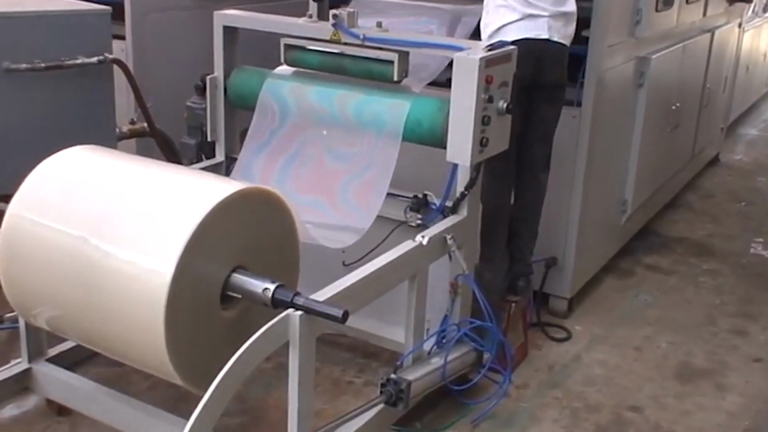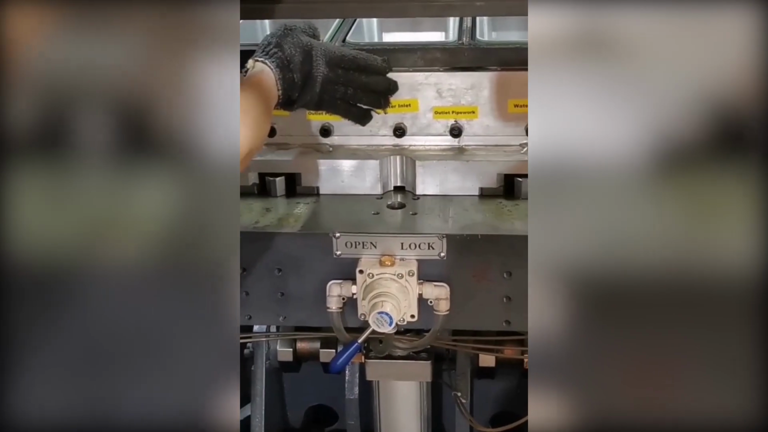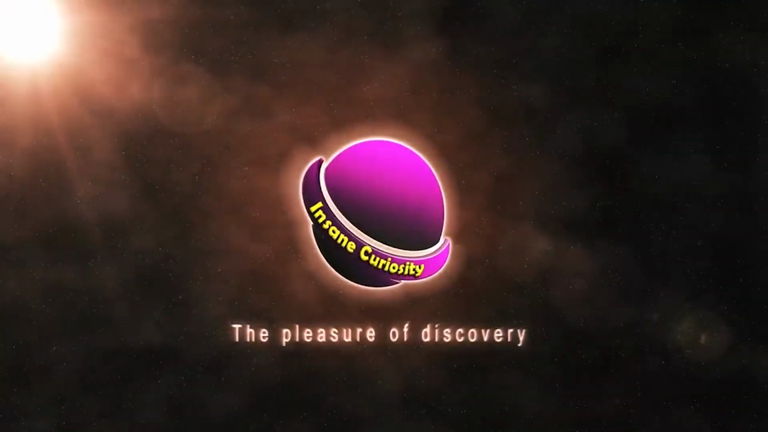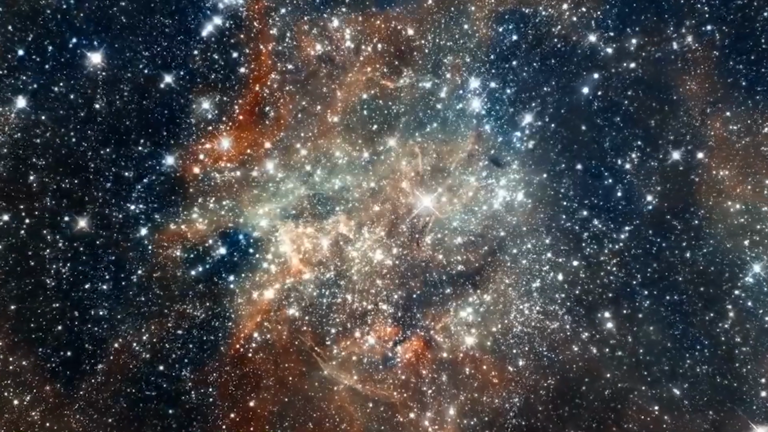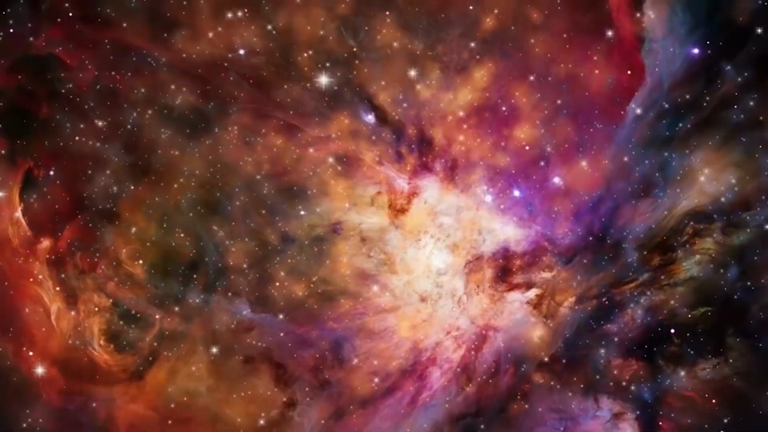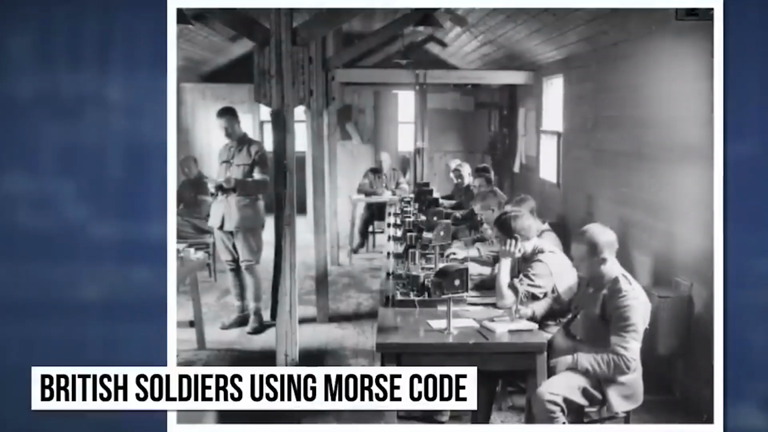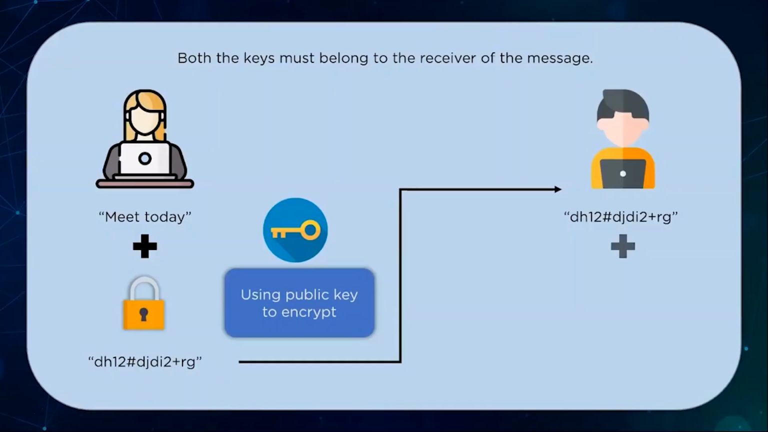Thermoforming machine heats and molds thermoplastic sheets into specific shapes or forms. Astrophysics, the branch of astronomy that deals with the physical properties of celestial objects and the universe as a whole. Cryptography is the practice of secure communication by converting information into a code or cipher.